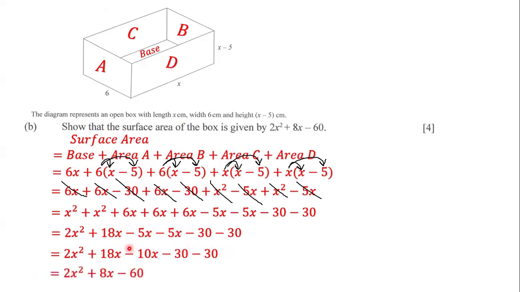And then we have 18x minus 10x, and 18x minus 10x is going to be 8x. And we have negative 30 and negative 30, which is going to be negative 60. And so we have shown that the surface area of the box is given by the expression 2x squared plus 8x minus 60. That's exactly what we have above.